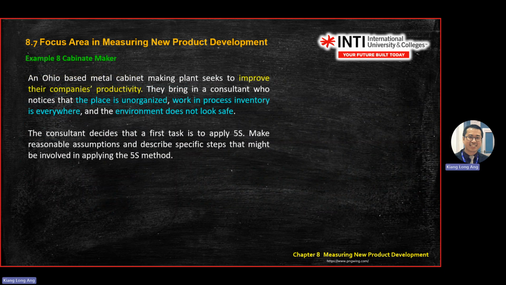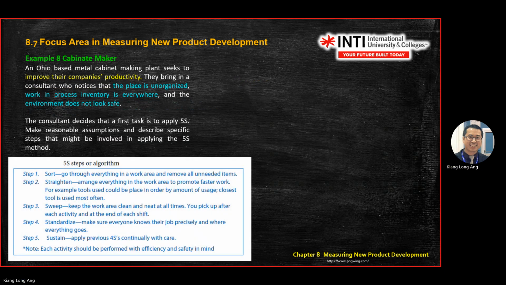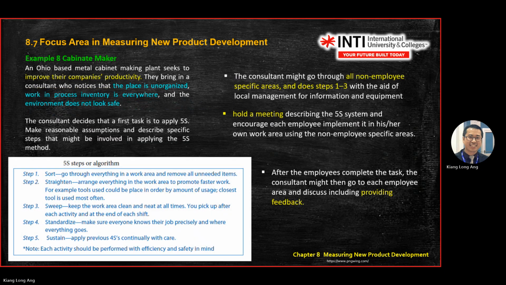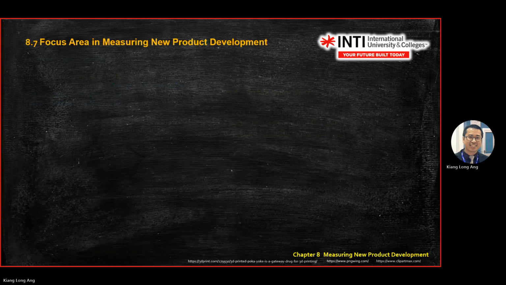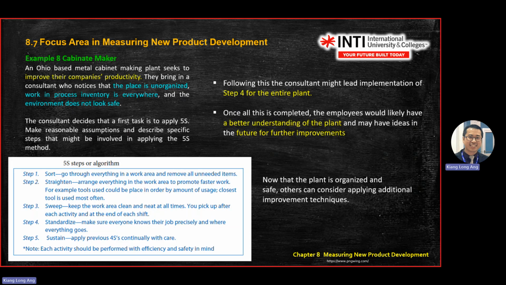Okay, so this one is a carbine maker. So they do 5S. One you read. So this is an application of 5S. Right, you can elaborate. First step you do sort. Second thing you do strengthen. Third step you do sweep. Fourth you do standardize. Fifth you sustain.